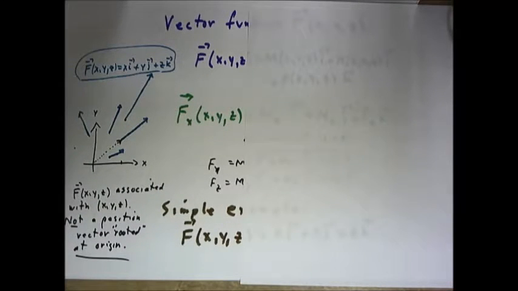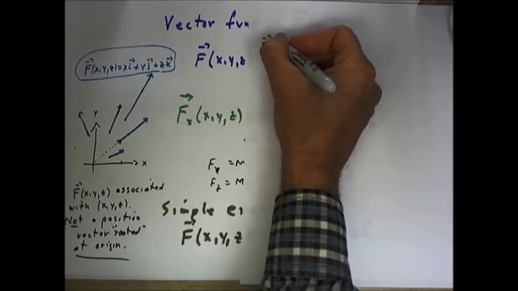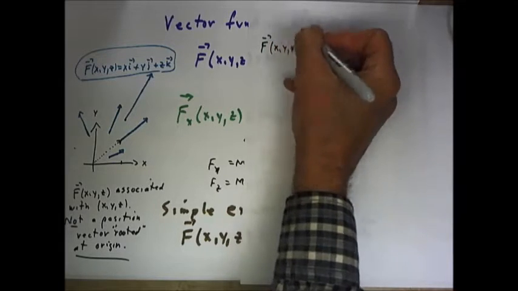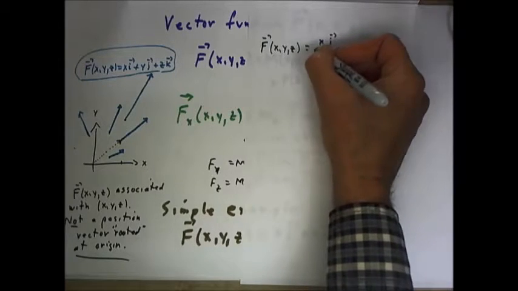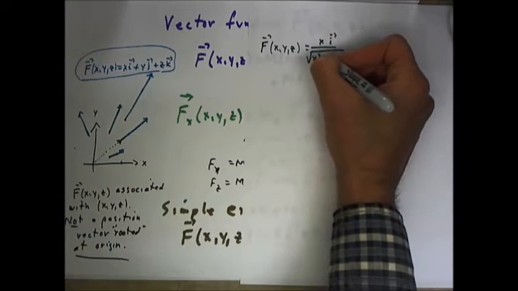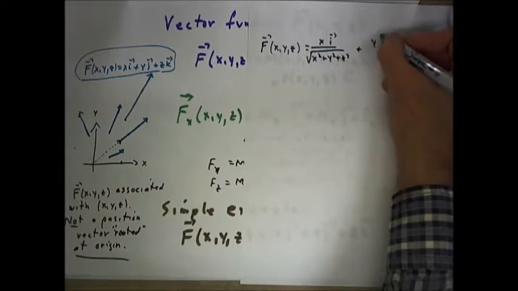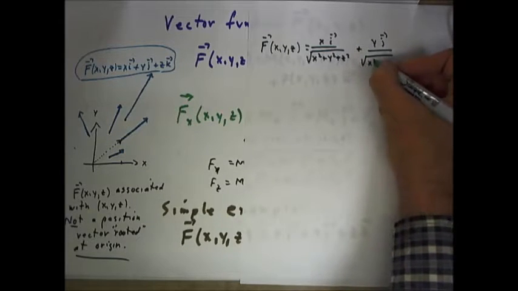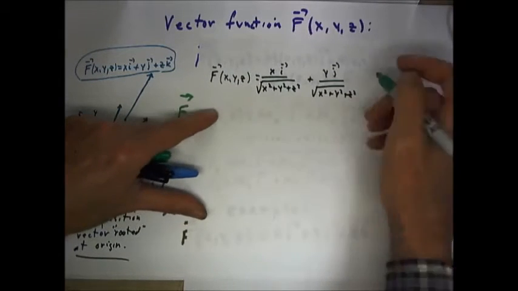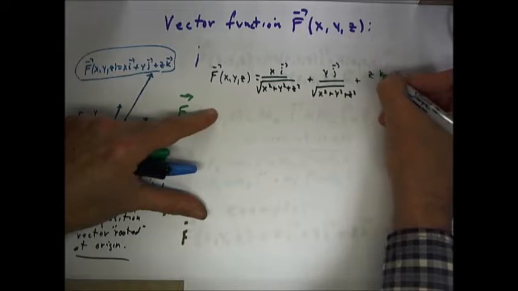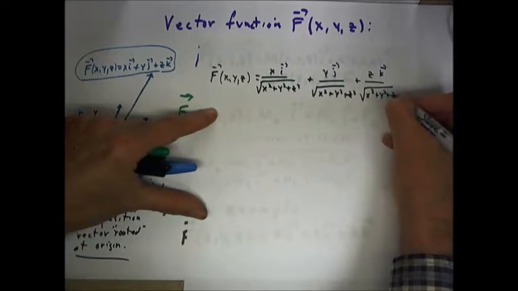Now I'm going to modify that definition slightly. I'm going to define a field f of x, y, z equal to xi over the square root of x squared plus y squared plus z squared, plus yj over the square root of x squared plus y squared plus z squared, and then plus zk over the square root of x squared plus y squared plus z squared.